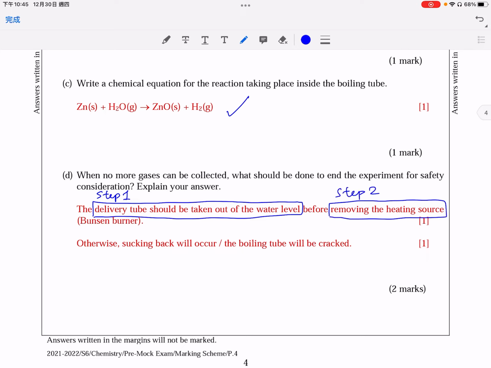That is, remove the heating source. And of course, you connect them together using words like "before". Then your answer becomes very complete. Once you can do this, you get the first mark. And then why do you have to do so? It is because if you don't do this, sucking back will occur or the boiling tube will be cracked. So this is the second mark.